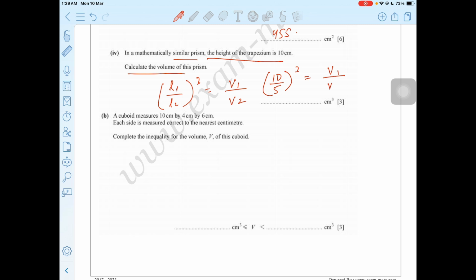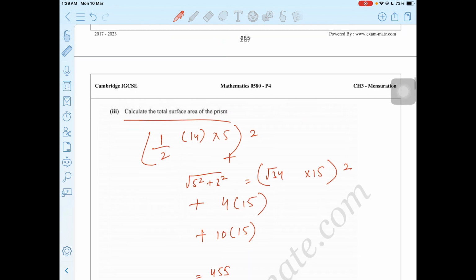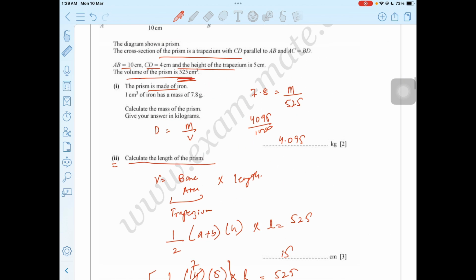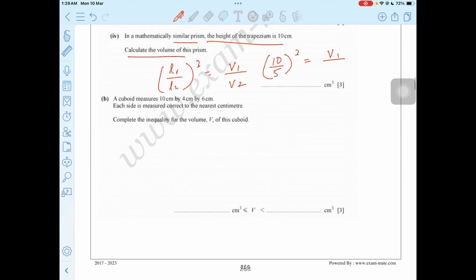We have V2 as, we had our volume 1, volume 2 as 455 or 525. So what was the volume? Volume was 525, yes, right? So this would be 525. So this 525 would be multiplied over there, so we get our final answer as 4200, right?